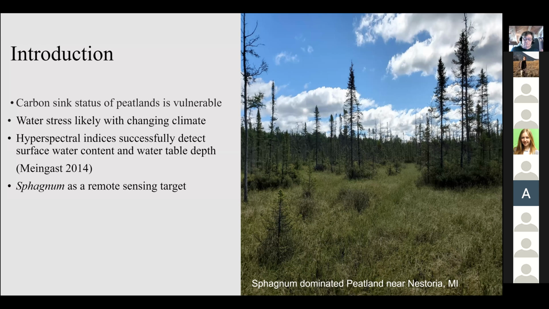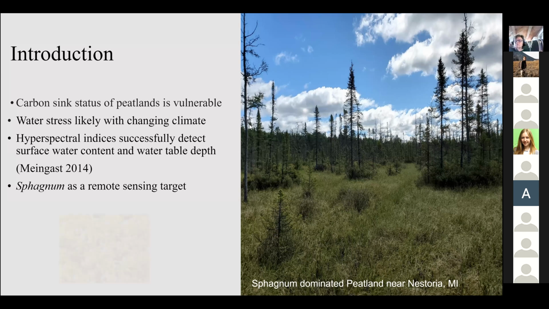Remote sensing might be the perfect tool to track changing carbon cycles in peatlands, which are often vast, remote areas that are hard to access. And we already know that hyperspectral indices can successfully detect changes in surface water content and water table depths.